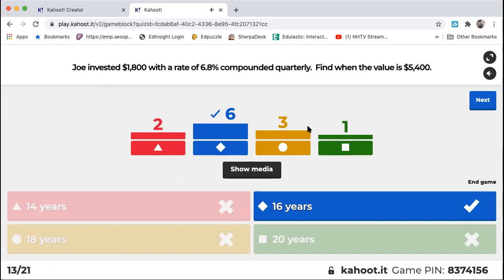Can we just guess? Because that took too much time. So the first thing that you would want to do, divide by 1,800. What is 5,400 divided by 1,800? 3. And then the next thing I would say is get a decimal value for this right here. So take 0.068 divided by 4 and add 1 to it. Gabby, you just did that, I think. What did you get there? 1.017.